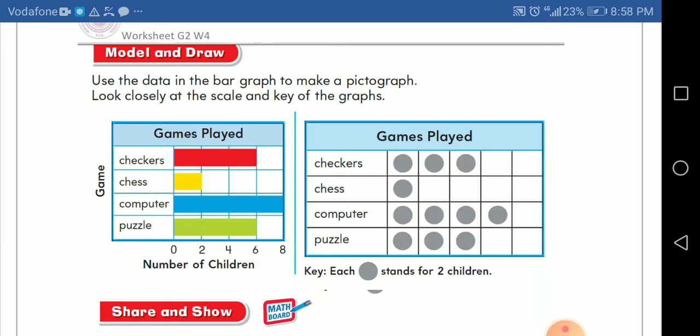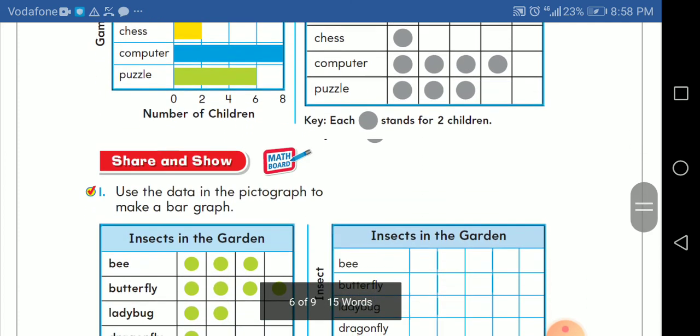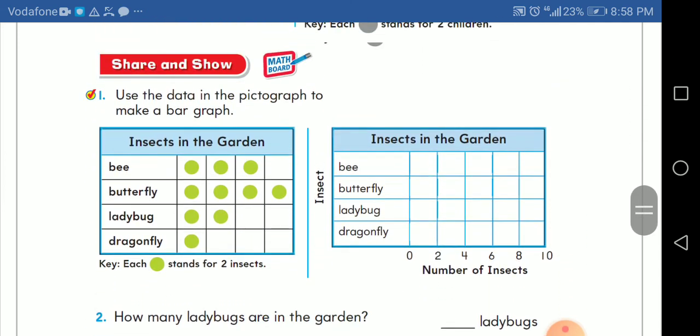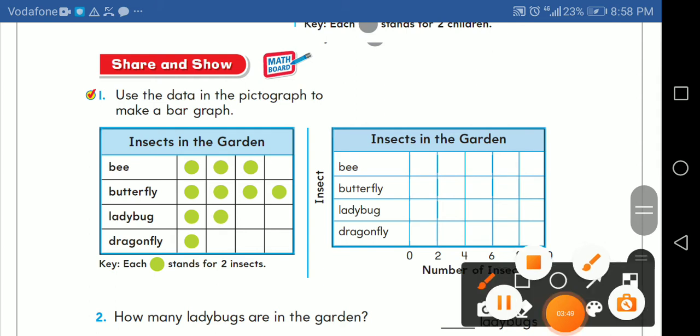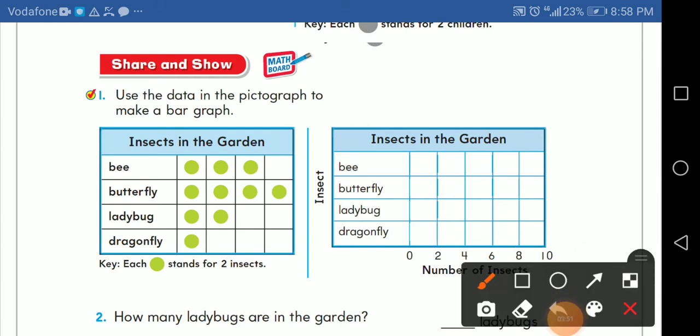Okay, but let it be very easy, or easier than that. Let's say each circle stands for 1, which will be easier for you. So let's complete. We've got here: use the data in the pictograph to make a bar graph. So each ball here stands for 2 insects. We've got here the insects in the garden.